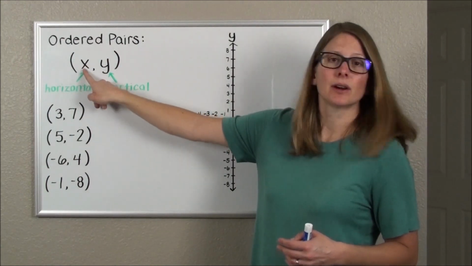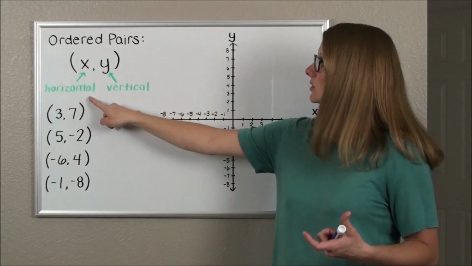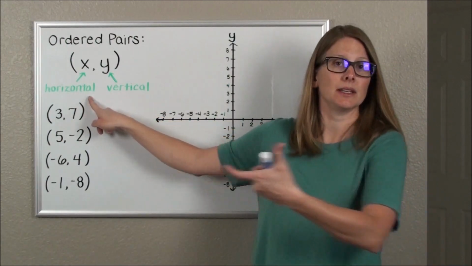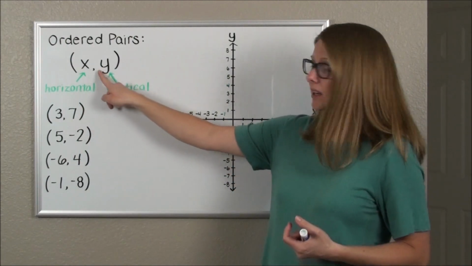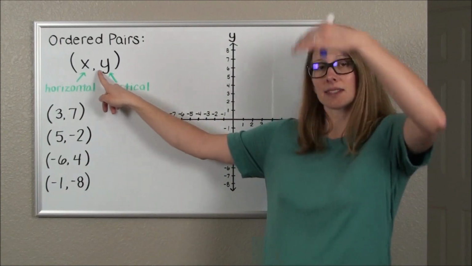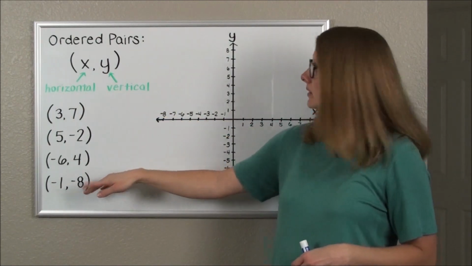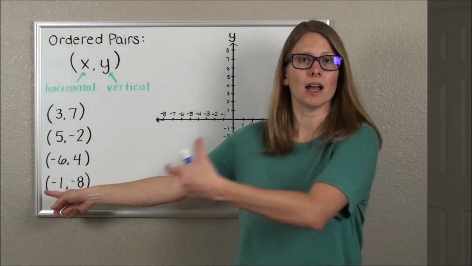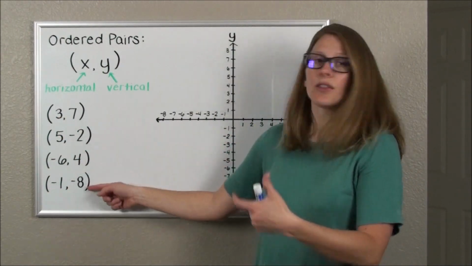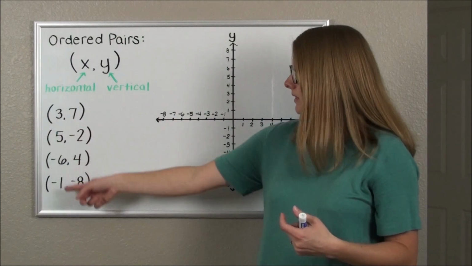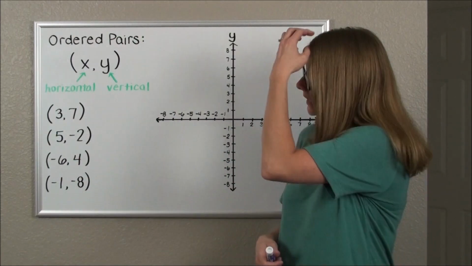The first number is the x-coordinate, and that's going to describe our horizontal displacement in our picture. The second coordinate is our y value, and that's going to be the vertical displacement. So here are four ordered pairs showing first the horizontal movement and second the vertical movement. Now, some of these numbers are positive and some are negative.